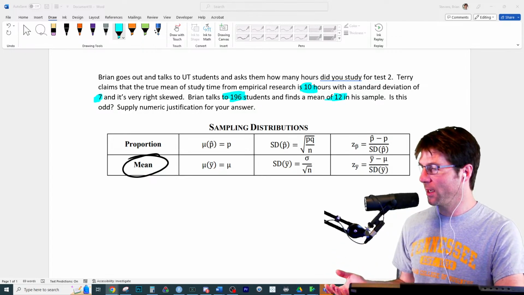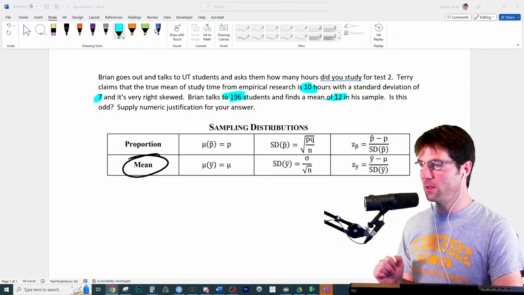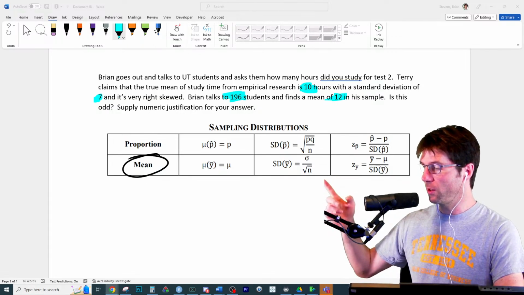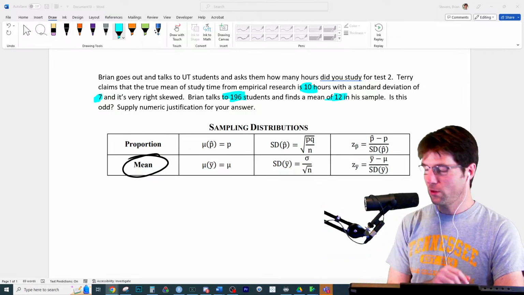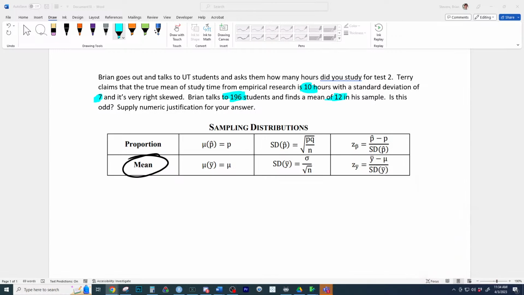Great job, Brianna and Cassidy, for not falling into the trap that I laid, because a lot of people will not use the standard deviation, the new one right here. Okay, so let's check this out. You ready? With this, the first thing we need to do is mark the notation.